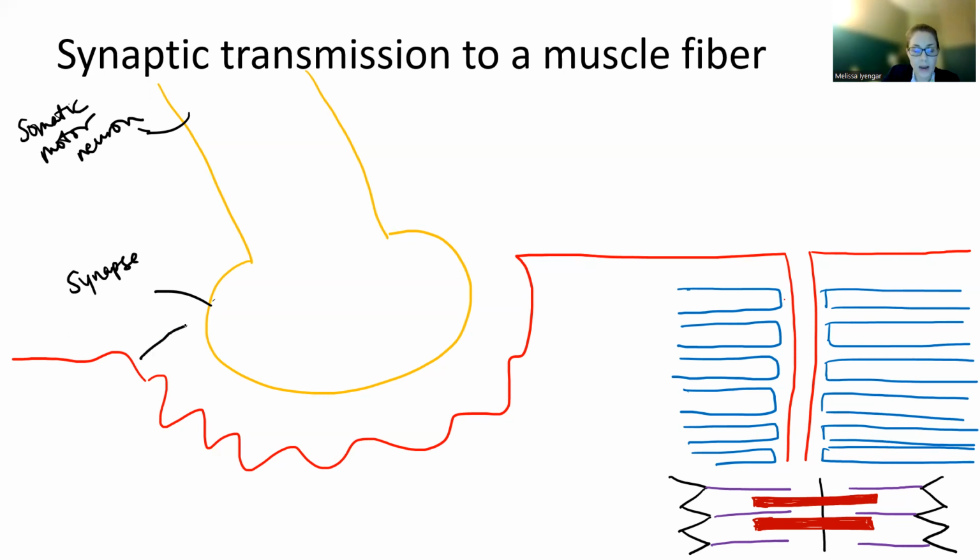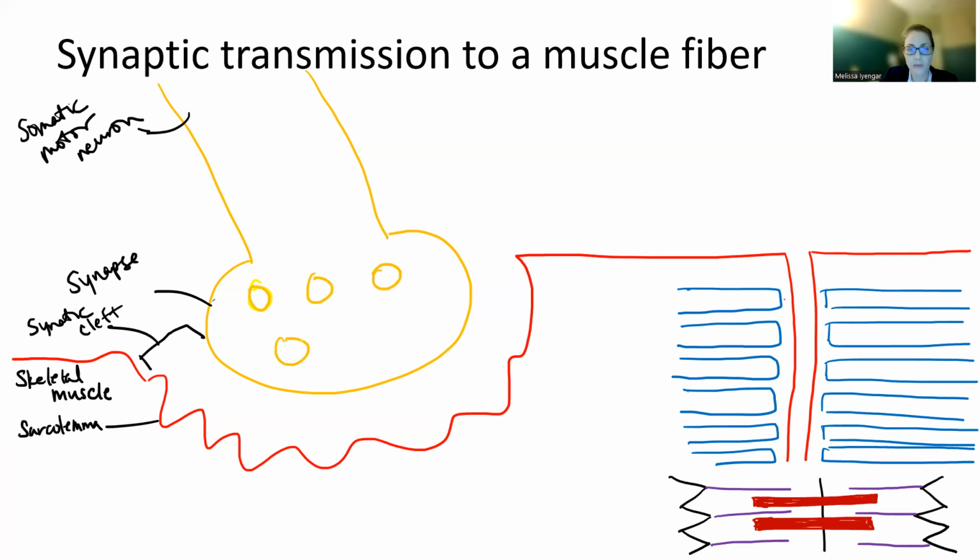And then we have our synaptic cleft. Remember, that's just the space between the synapse and the receiving cell. In this case, our receiving cell is our skeletal muscle. So we can label this red line. This red line is going to be my sarcolemma. And then we're going to have to draw a couple of extra things here.